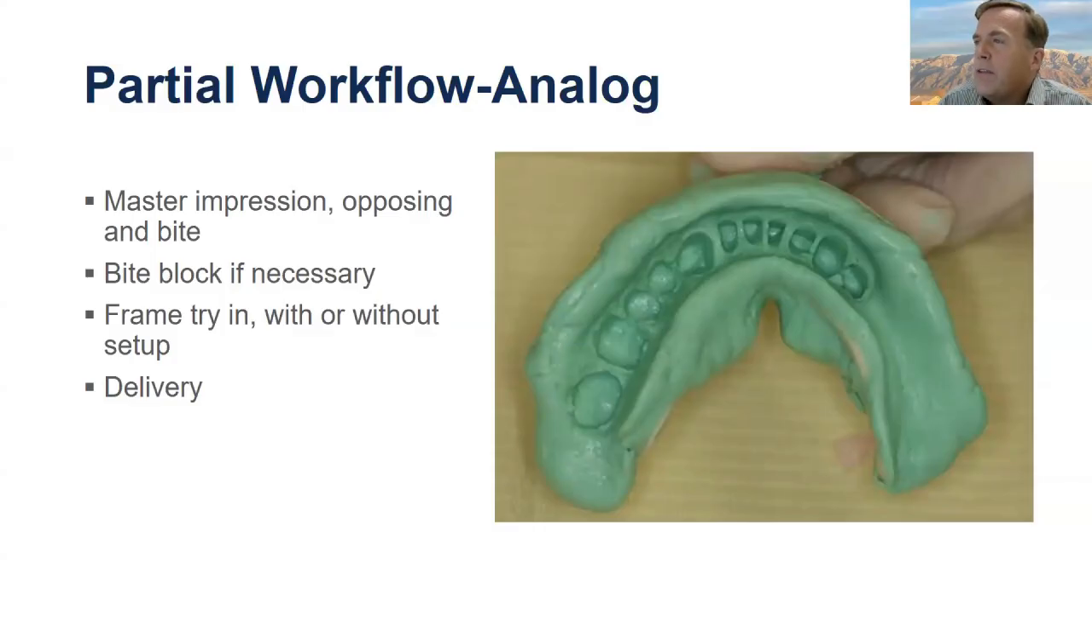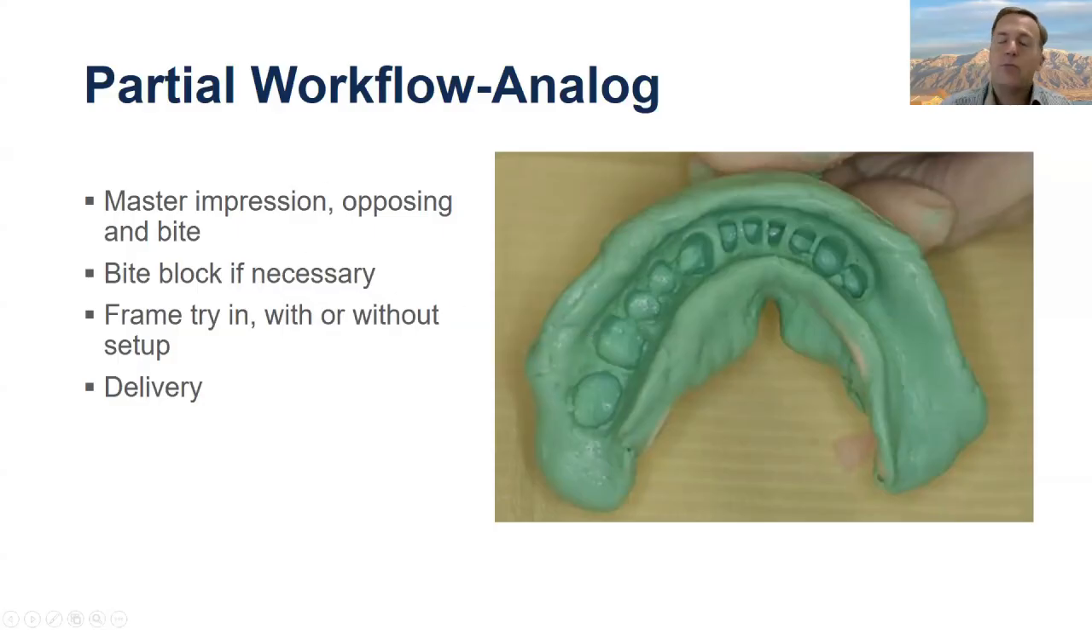So if you're doing a partial with an analog workflow, how would you do it? You'll start out with your master, opposing, and bite. For your partials, you need to take an impression of the quality that you would do for a crown for the whole mouth. So partial impressions are very, very demanding. The better impression you get, the better result you're going to get. So take your time, use premium materials, use a good fitting tray, do everything you know to do to get that really nice impression, because it'll just pay dividends for you.